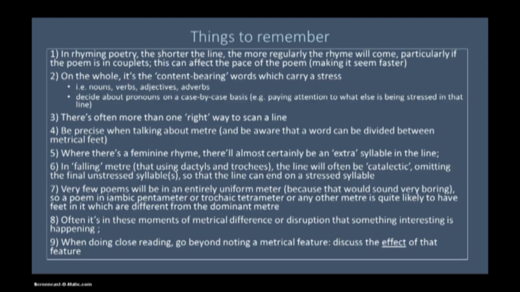Very few poems, though, will be in an entirely uniform metre because that would sound very boring. So a poem in iambic pentameter or trochaic tetrameter or any other metre is quite likely to have feet in it which are different from the dominant metre. And often it's in these moments of metrical difference or disruption that something interesting is happening. And when doing close reading, go beyond noting a metrical feature, discuss the effect of that feature on the poem overall.